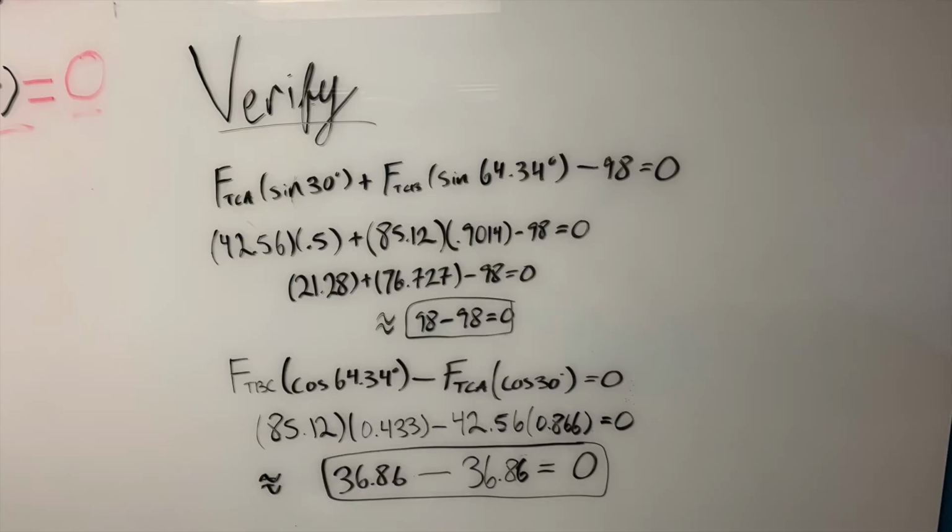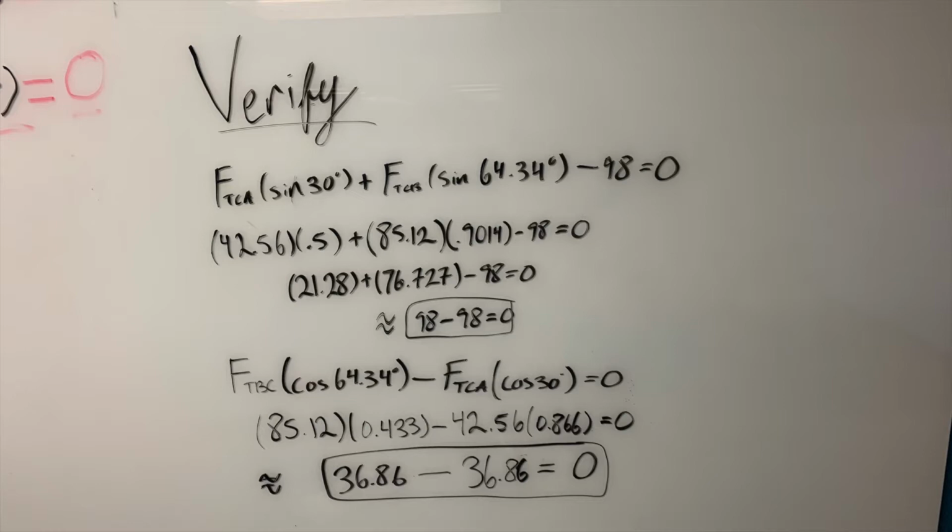To verify, first we'll insert the values we found previously into the equations and see if they balance out to 0. So, first we're going to put in our sine values, which are FTCA times sine 30 plus FTCB times sine 64.34 minus 98 equals 0. And then we insert our FTCA and FTCB values, so we have 42.56 times 0.5 plus 85.12 times 0.9014 minus 98 equals 0. Then we'll multiply those out and get 21.28 plus 76.727 minus 98 equals 0, which is approximately 98 minus 98, which equals 0. Next, we'll verify our second equation.